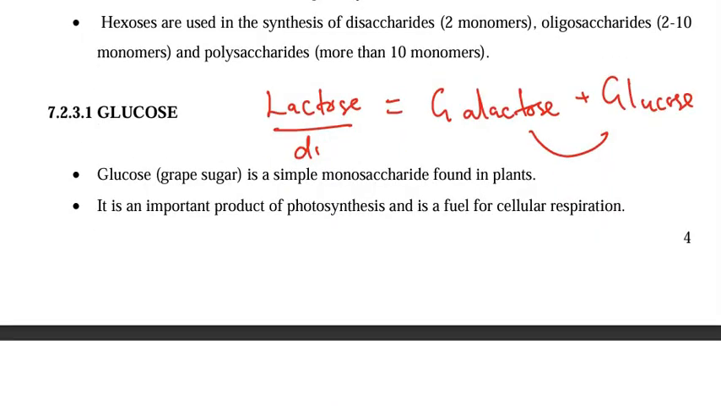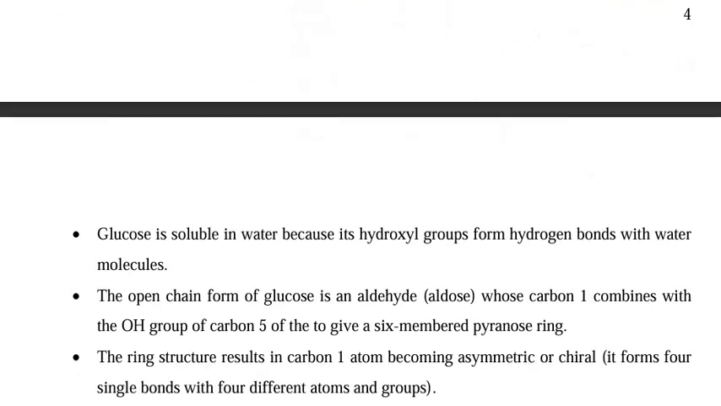So we want to talk about glucose because we always need this guy because of cellular respiration. We need it as a source of energy. So what do we know about glucose? Glucose is simply a grape sugar. It's a monosaccharide that's found in plants. It is an important byproduct of photosynthesis and is a fuel for cellular respiration.